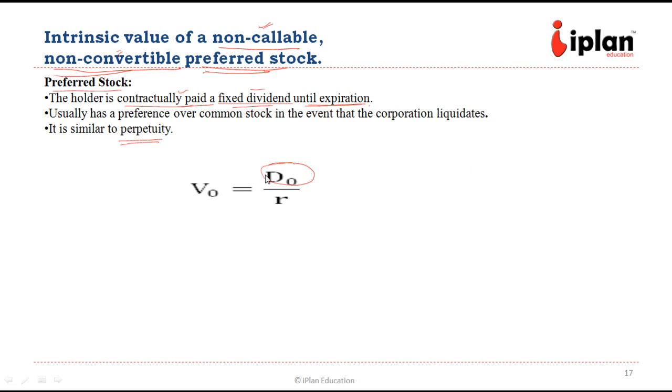We have expected cost of capital. We can calculate the value of one preferred stock, same as we calculate the value of perpetuity. Let us take a numerical example.